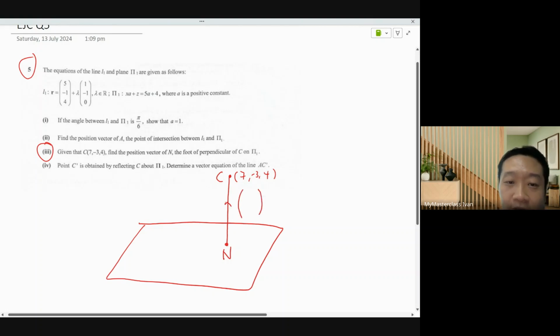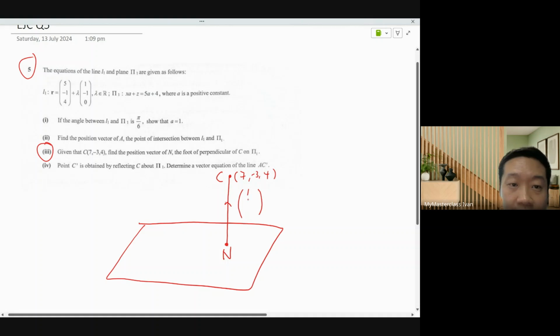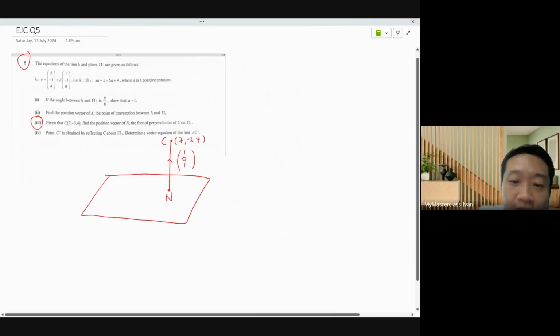What is the direction of the normal? 1, 0, 1. Yeah, okay, correct. So the question is asking for what is N. So this is a line. The line of CN is 7, -3, 4 plus lambda 1, 0, 1.